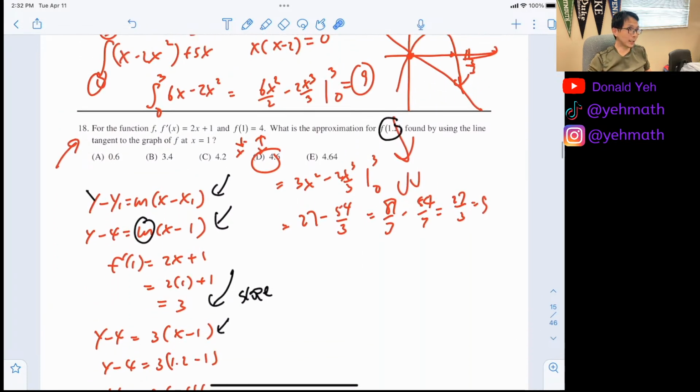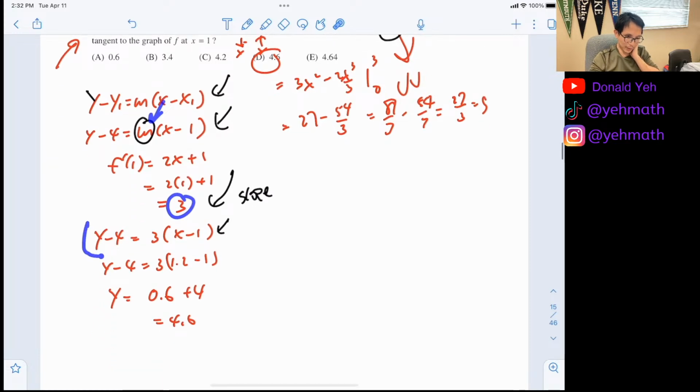I love this 18. Again, S-tier questions. Why? High frequency, they occur in multiple choice, MCQ, and FRQ, both. So y minus y1 equals m times x minus x1. Write that out, plug in the x and y. Find the slope by plugging the 1 into the derivative, so that you get the slope is 3. And you get down to this.